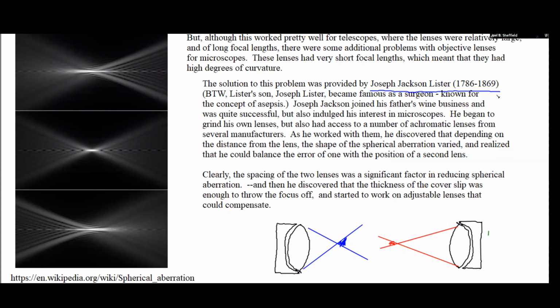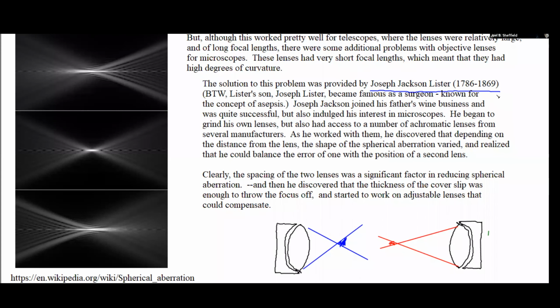Well, Joseph Jackson Lister, the father in all of this, started out by inheriting, joining his parents' wine business, and stayed involved with the wine business throughout, being quite successful. But as he did, he clearly had some interest in microscopy. He developed the interest in microscopy. He picked up achromatic lenses for the microscope from many different people, including, as it turns out, Robert Brown. We'll get to Brown again a little later.